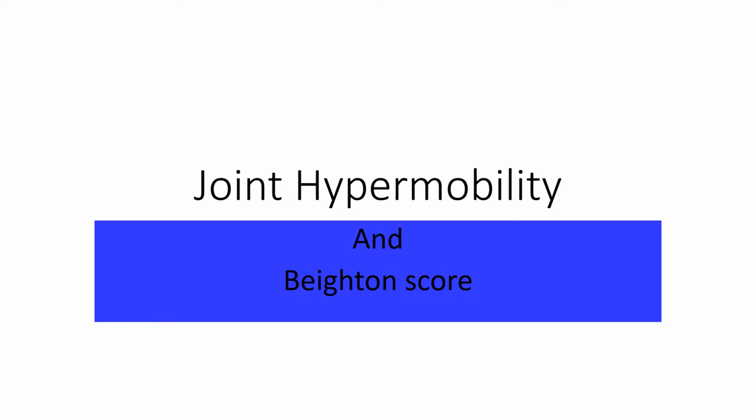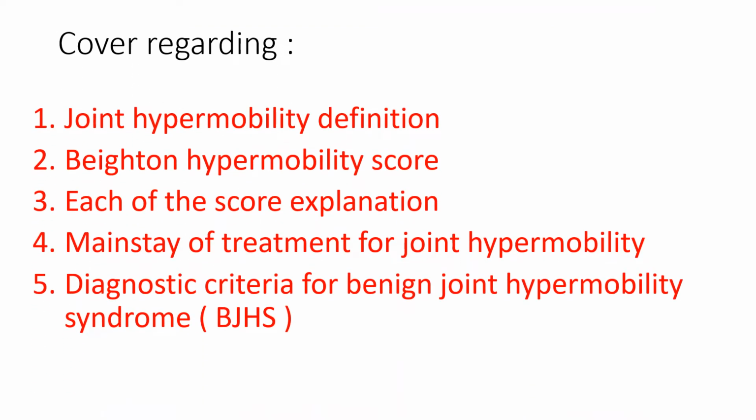Today I am going to talk about joint hypermobility and the Beighton Score. In this video, I will cover regarding joint hypermobility definition. Number 2, the Beighton hypermobility score. Number 3, each of the score is going to be explained. Number 4, the mainstay of treatment for joint hypermobility. And finally, what is the diagnostic criteria for benign joint hypermobility syndrome, BJHS?